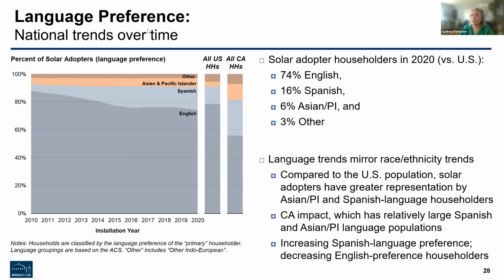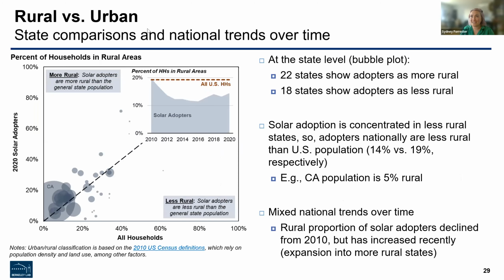Similar with the national trends with race and ethnicity, California is very different, so we did pull that out, and it's important to keep in mind. But compared to the general US population, solar adopters have greater representation by Asian Pacific Islander and Spanish language householders. And again, in recent years, you see a decreasing share of English preference householders with an increasing share of Spanish language householders.